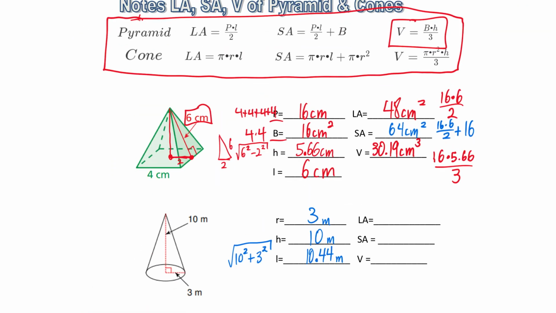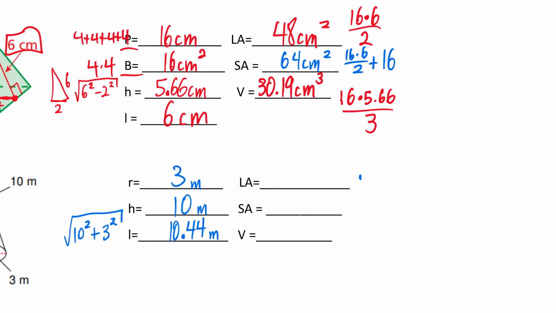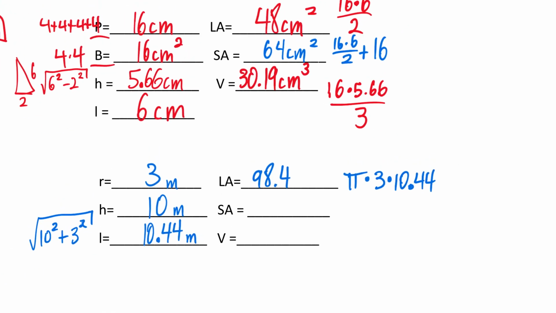All right, now we're dealing with the cone here, so now I'm looking at these formulas. Pi r L plus pi r squared, and pi r squared times h divided by 3. So for the lateral, it's pi r L. So pi r L, which is what? Okay, we're going to say 98.4 square meters.